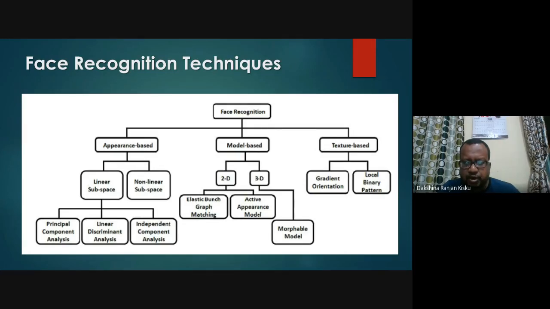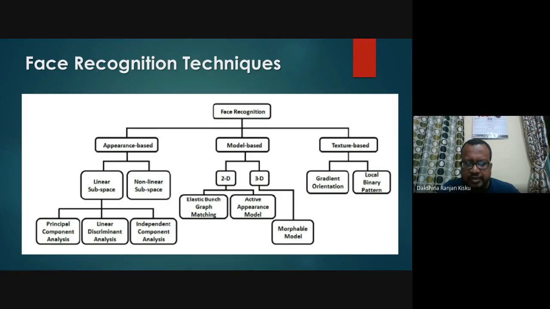Now model based methods use 2D and 3D face images for face recognition. We can divide the model based techniques into two groups, 2D model based techniques and 3D model based techniques. The 2D model based techniques consist of elastic bunch graph matching and the active appearance model. Not only the active appearance model, we can have the active shape model. Active appearance models and active shape models are also model based techniques.